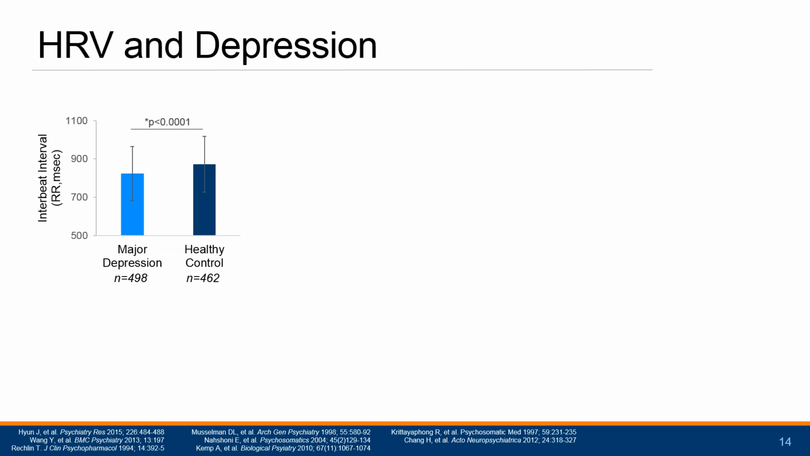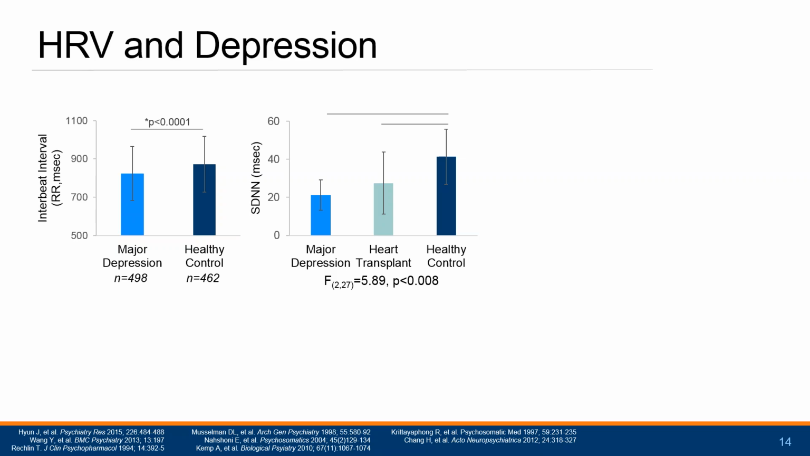And this has been really widely studied. Heart rate variability is a psychophysiological biomarker of major depressive disorder. And it's so present to the point that major depressive disorder patients have reduced heart rate variability that's equivalent to those that have just had cardiac neuropathy, those that just had a heart transplant.